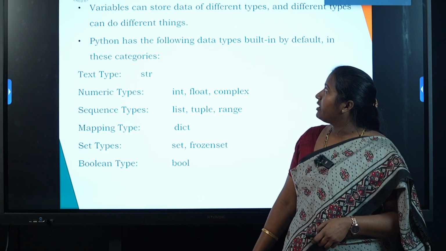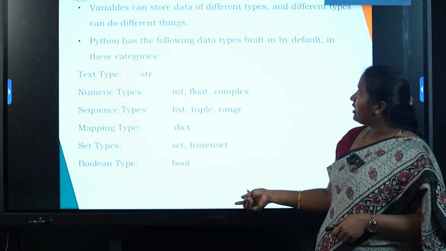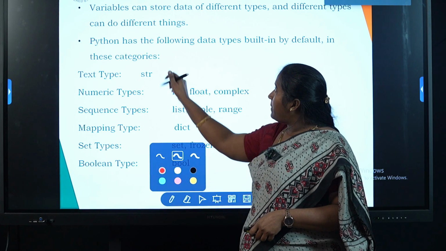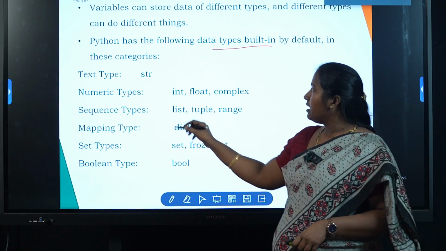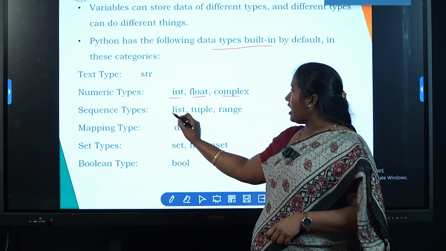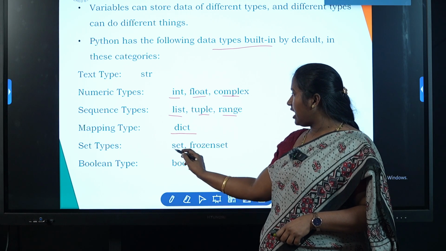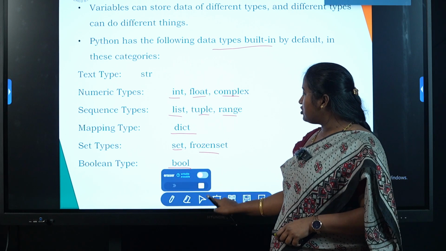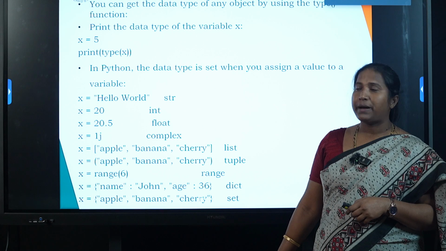Now, let's look into the variables can store data of different types and different types can do different things. Now, let's understand about this. Python has the following data types built in by default in these categories. Numeric types: integer, float, complex. Sequence types: list, tuple, range. Mapping type: dictionary. Set type: set and frozenset. Boolean type, which is bool. So, these are the basic data types we will generally have in Python.